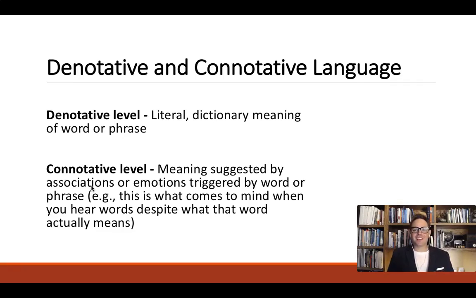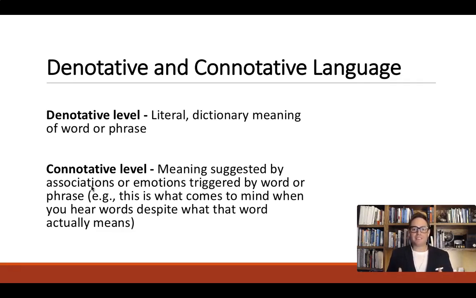So the denotative and connotative levels of language. Essentially, any word that you use in your speech will consist of these two distinctions. The first one is the denotative level. And this is the literal dictionary meaning of a word or phrase. So you could look up every single word that you use in your speech and get the definition of that word. Now, we know that when listening to a speech or when we're conversing with friends, we don't automatically go straight to the definitional meaning of a word.